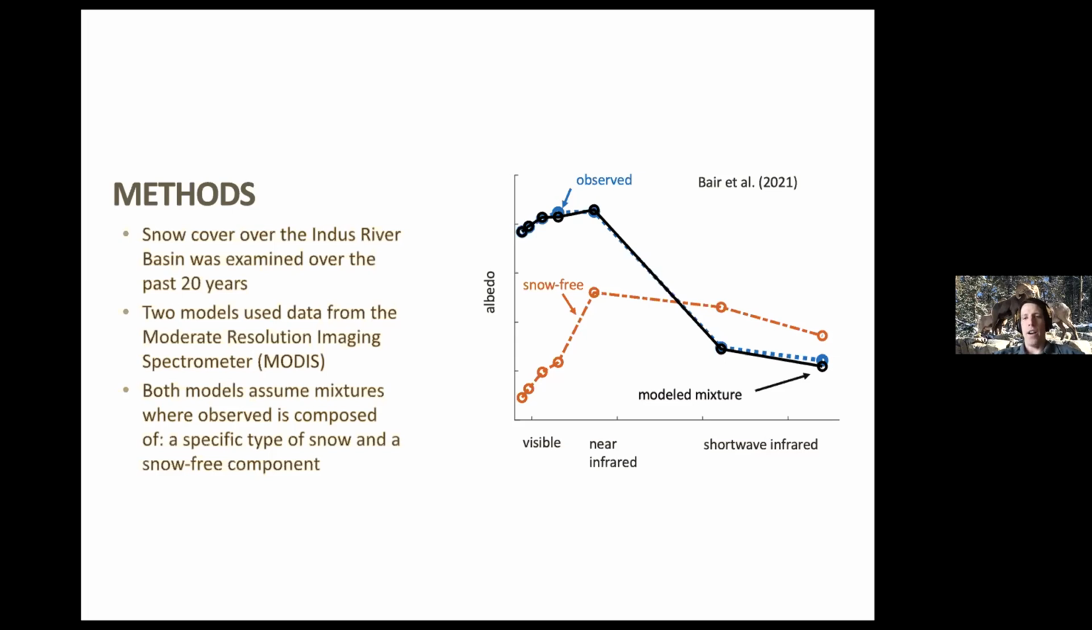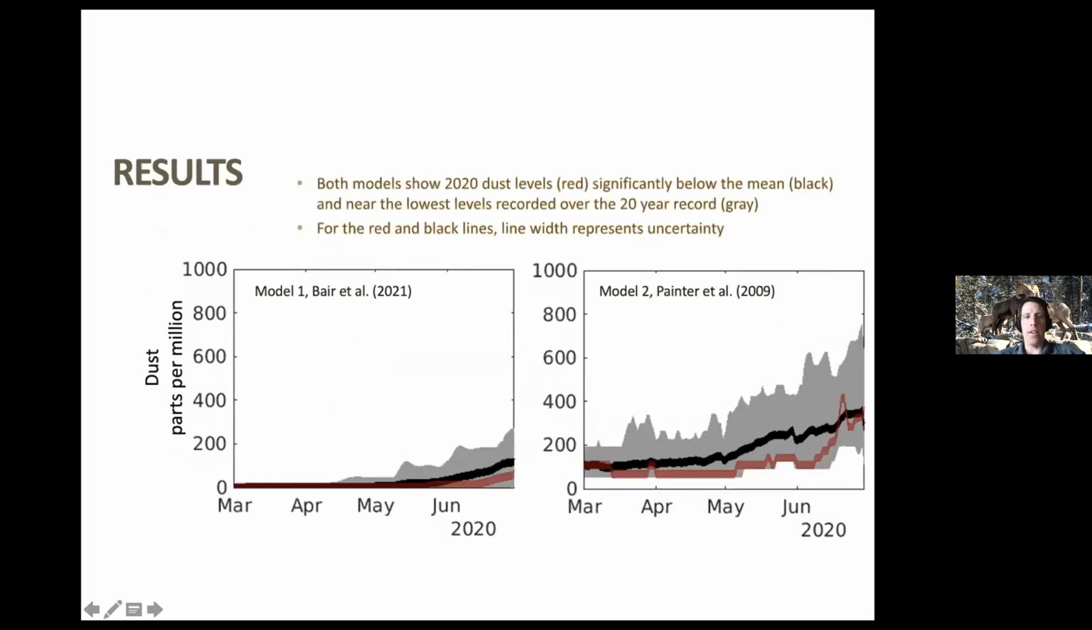We can look at the background there, and that's the spectra. So the albedo, the spectral albedo at each of the wavelengths, that's what it actually looks like from the satellite in red when there's no snow on the ground. Then when there's snow on the ground, we get the observed. So we have the blue. And then the black is we can fit a model to that and guess what type of snow is on the ground, grain size and impurity content. So both models showed that 2020 dust levels were significantly below the mean and near the lowest levels recorded over the past 20 years.